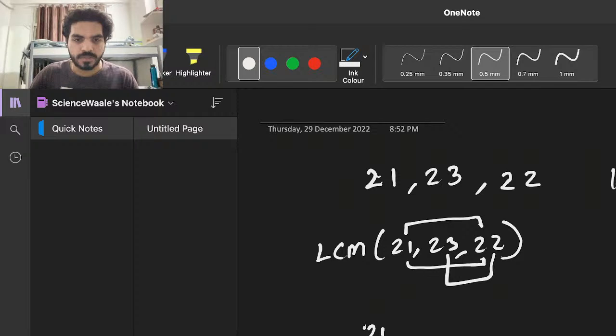this will be 21 into 23, which is 483, into 22. That will be 10626. So the HCF LCM will be equal to 10626.